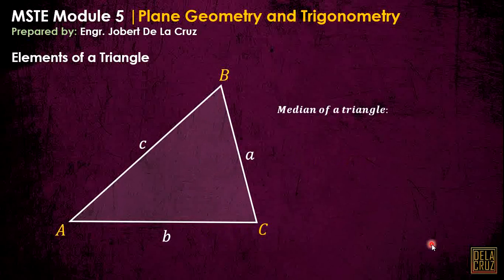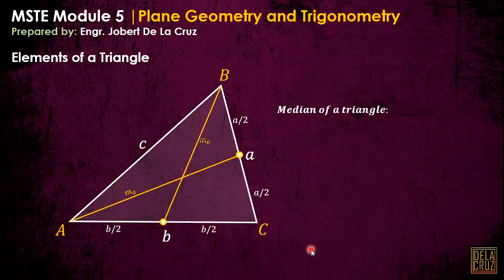Now, median of a triangle. So, the median of a triangle is from the vertex to the opposite side, then it will divide that opposite side by 2. Okay, so for example, if we have this vertex A connected to the opposite side, then this opposite side will be divided by 2. Okay, it will be connected to the midpoint of this opposite side. Yan yung median of A. Okay, median of B naman, in this case, from point B to the opposite side, then it will divide this side by 2. The same sa C.